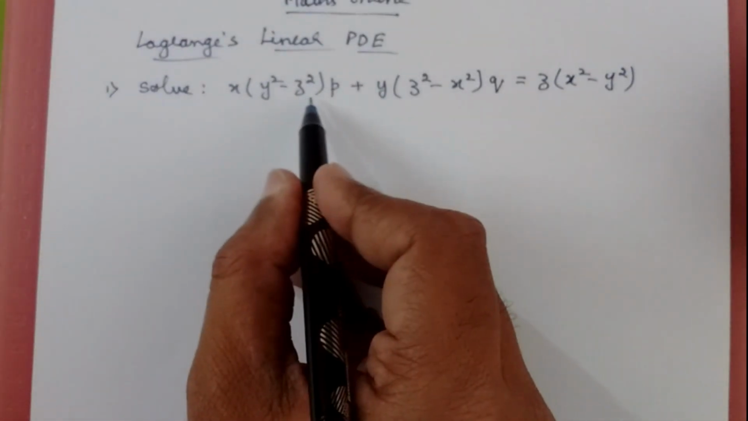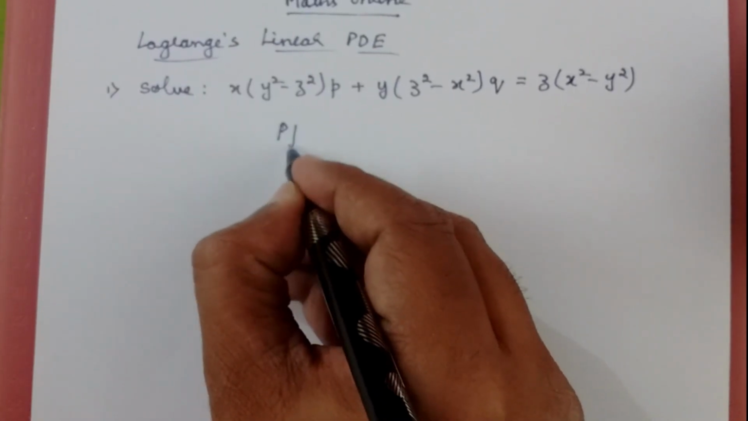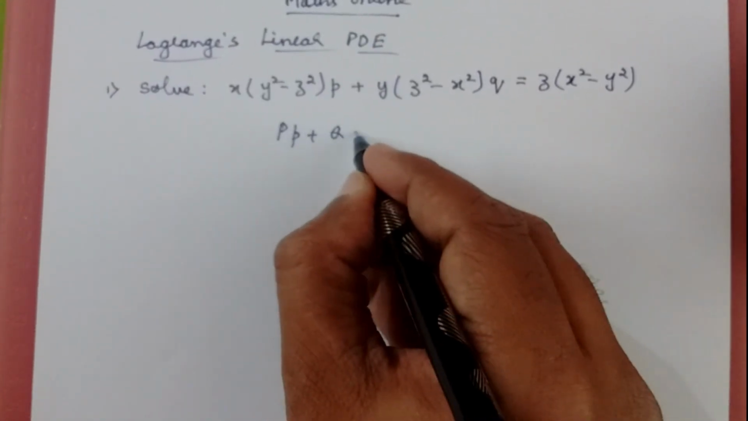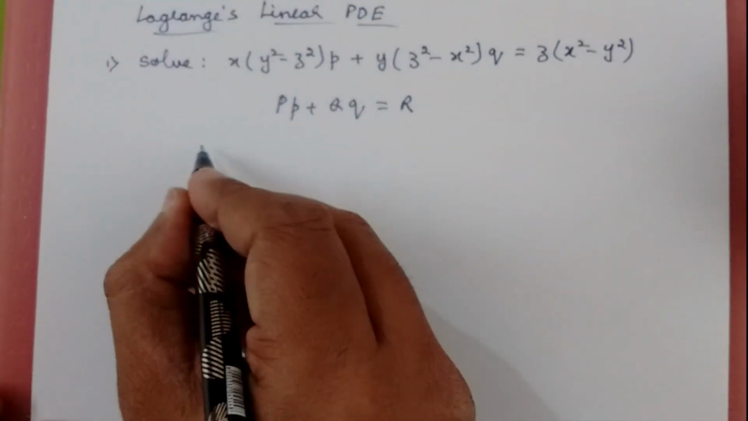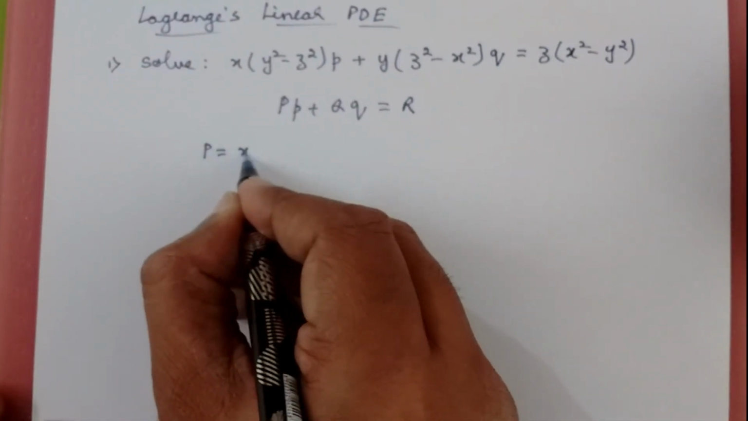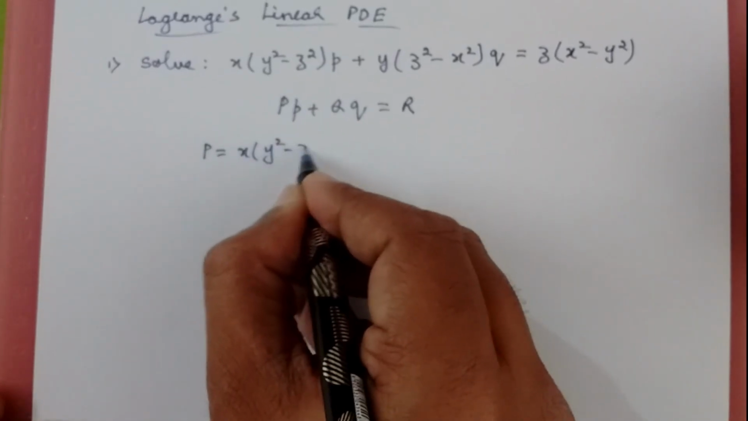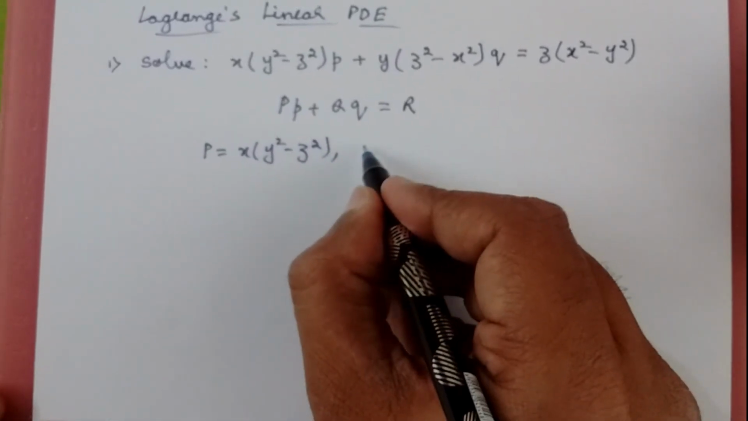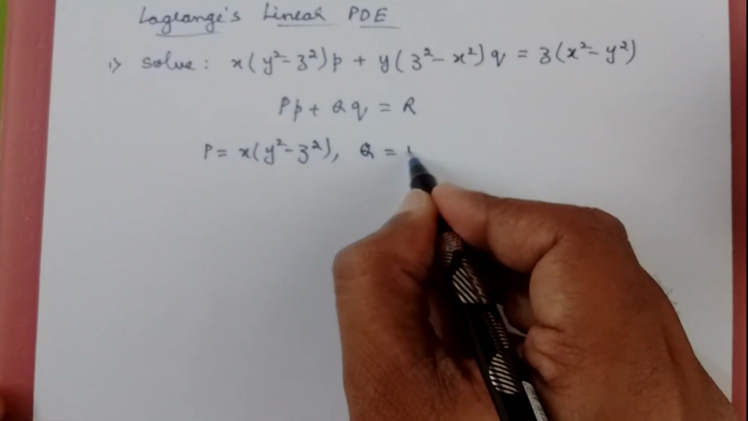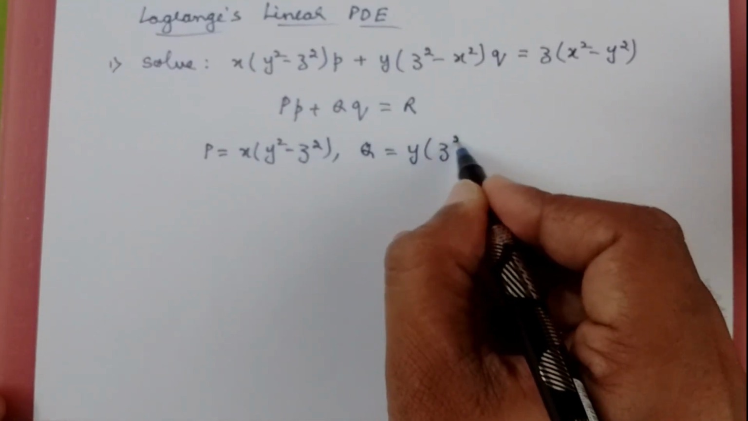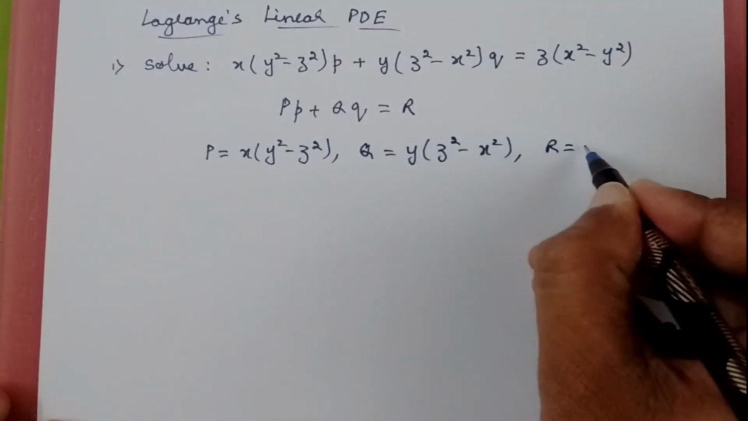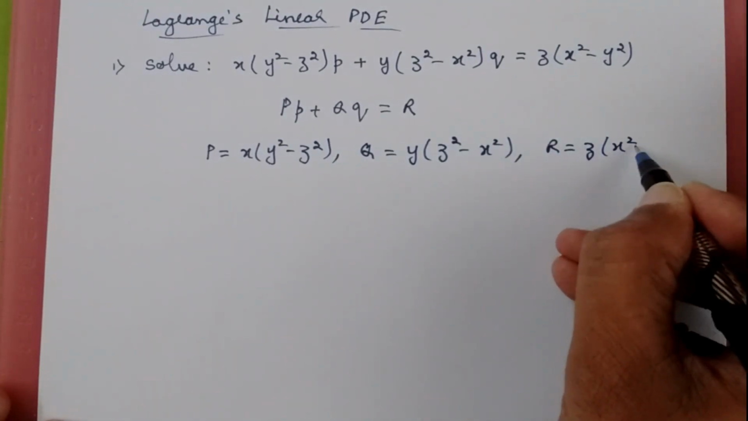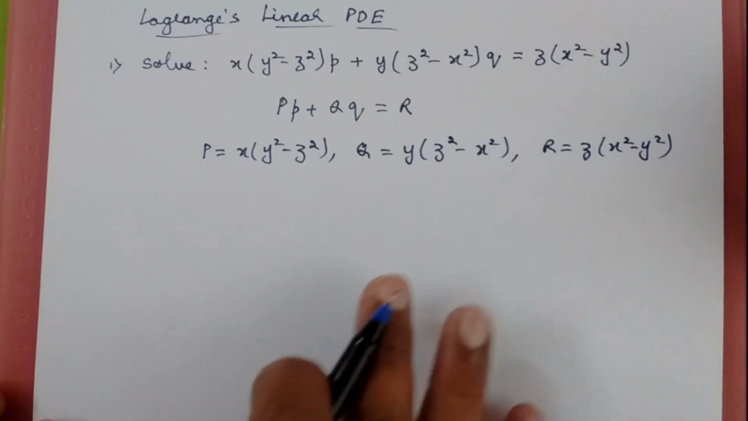So we observe this equation is in the form of Pp plus Qq is equal to R, where the value of P is x into y square minus z square, your value of Q is y into z square minus x square, and your value of R is z into x square minus y square.